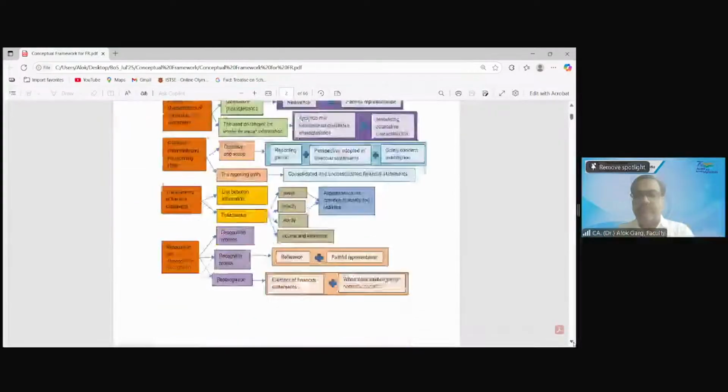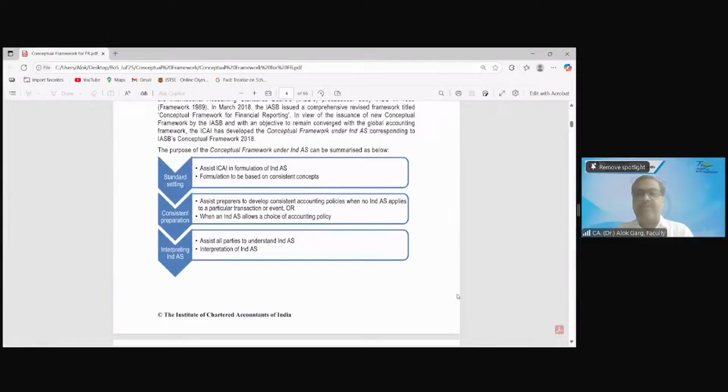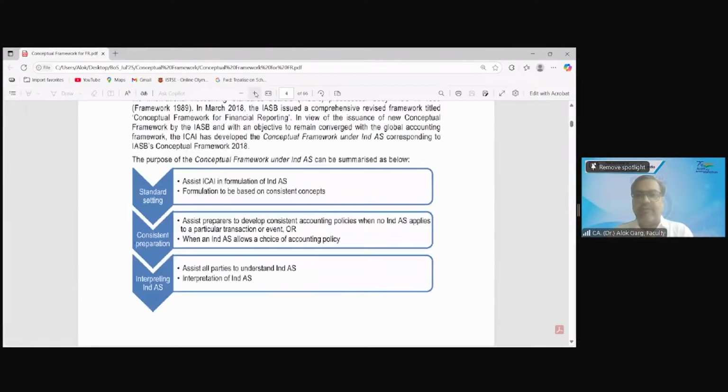Okay. So friends, the purpose of this conceptual framework we have already covered. What is the purpose of the conceptual framework? This is in standard setting. Standard setting means drafting of standards. This conceptual framework under Ind AS assists ICAI. Who drafts Indian accounting standards? ICAI, in consultation, the Institute of Chartered Accountants of India, is drafting Indian accounting standards, right?